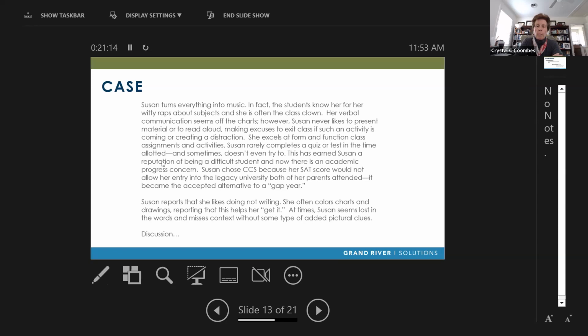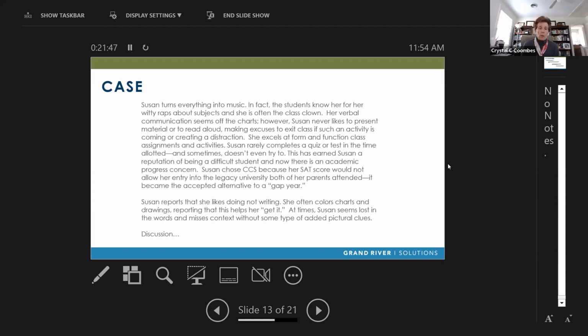She rarely completes a quiz or a test in the time allotted, and sometimes doesn't even try to. This has earned Susan a reputation of being a difficult student, and now there's an academic progress concern. Susan chose CCS because her SAT score would not allow her to enter into the legacy university both of her parents attended. It became the accepted alternative to a gap year. Her parents were really hoping maybe all she needed was a little diversion.